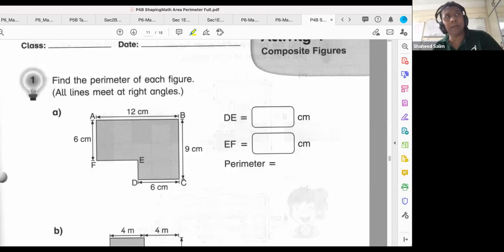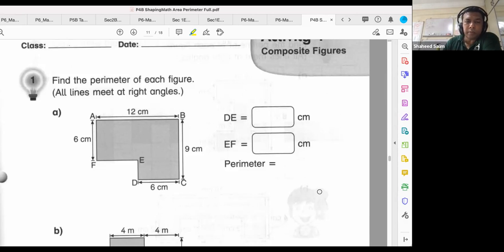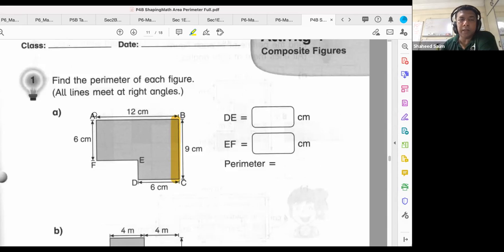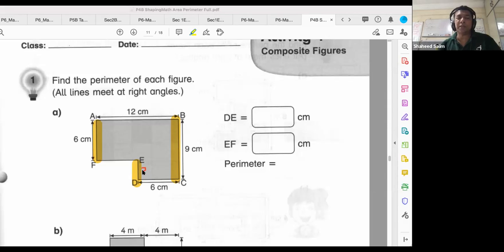So sorry, Auni. That is not the right answer. What about the rest? It's almost 1. Why don't you write it properly this year? ED, you say it's 3 cm. 9 minus 3, right? You'll get ED. 9 minus 6, you get 3. So ED is 3 cm.